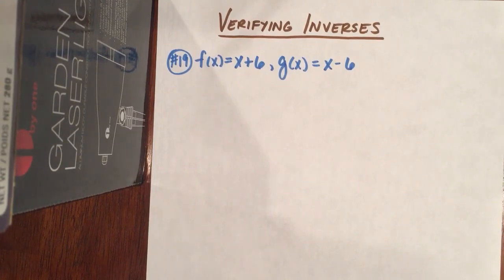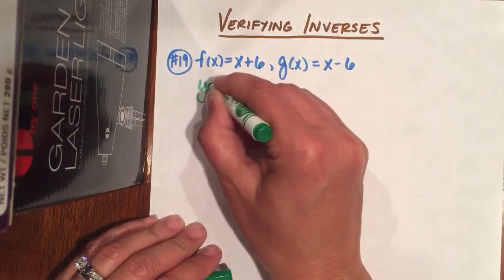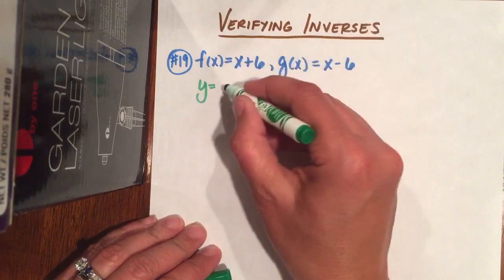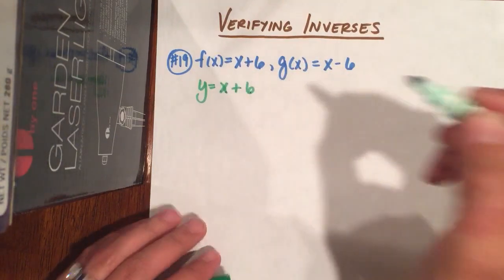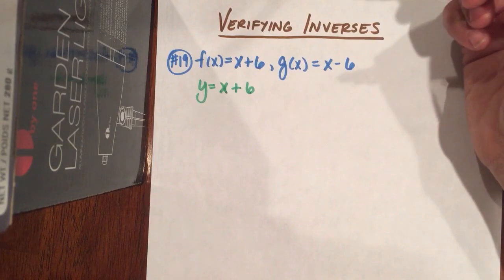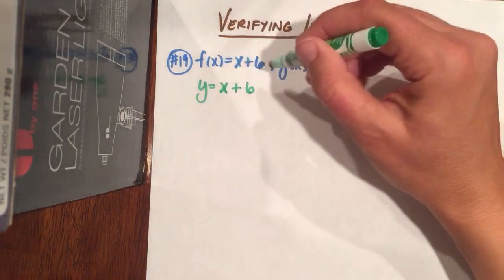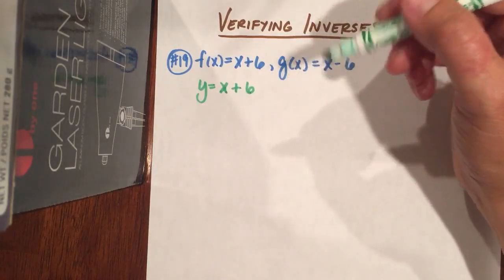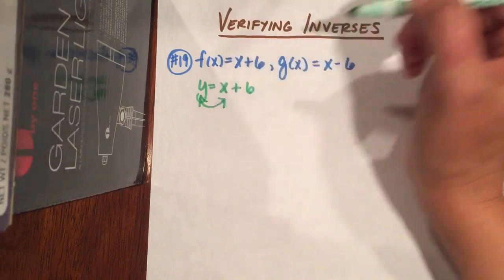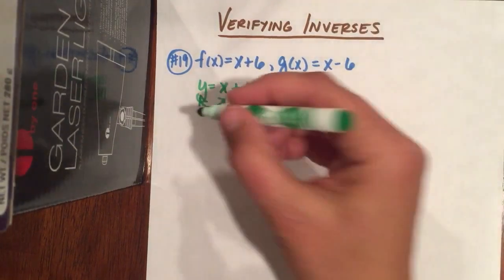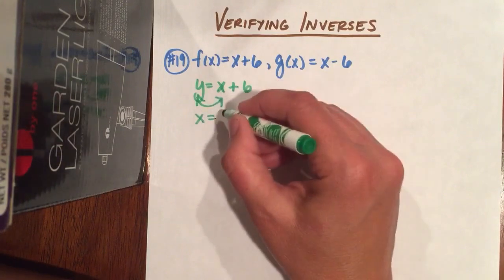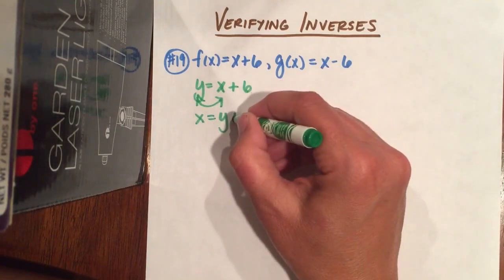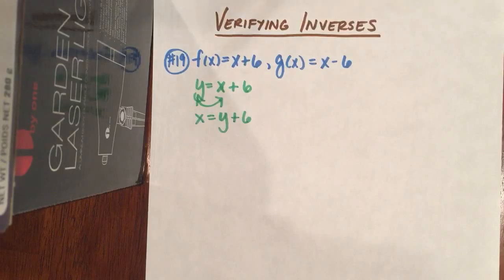Well, we pick one of the functions, and I'm just going to pick f, and we write it in this format. Remember, f of x is the same thing as y. So I'm going to write it as y equals x plus 6, okay? Now, to verify that this is in fact the inverse of this one, we're going to follow the same process we did in the previous video. We're going to switch our domain and range. So that's going to be written as x equals y plus 6. All I've done is switch the domain and the range, okay?